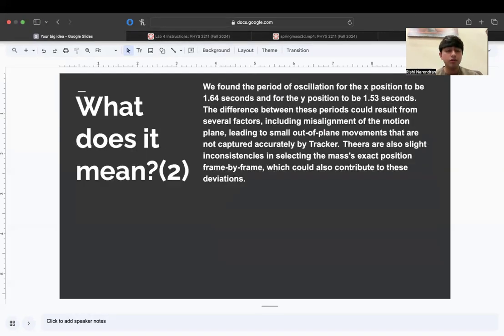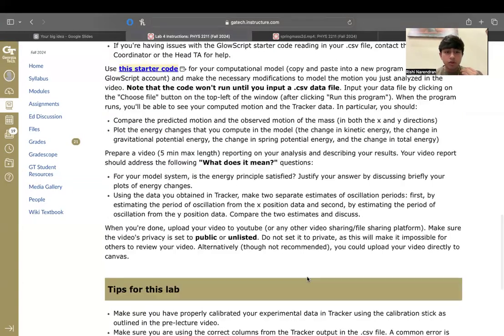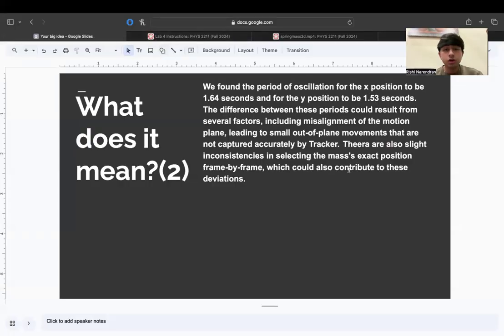Now we can talk about what if question 2. What if question 2 asks, using the data you obtain in Tracker, make two separate estimates of oscillation periods. First, by estimating the period of oscillation for the x, and second, by estimating it for the y. For this, we found the period of oscillation for x to be about 1.64, and for the period of y to be 1.53. The difference between these periods could result from several factors, including misalignment of the motion plane, leading to small out-of-plane movements that are not captured accurately by Tracker. Also note that we are selecting our data points frame by frame in Tracker, so that could create some inaccuracy as well.